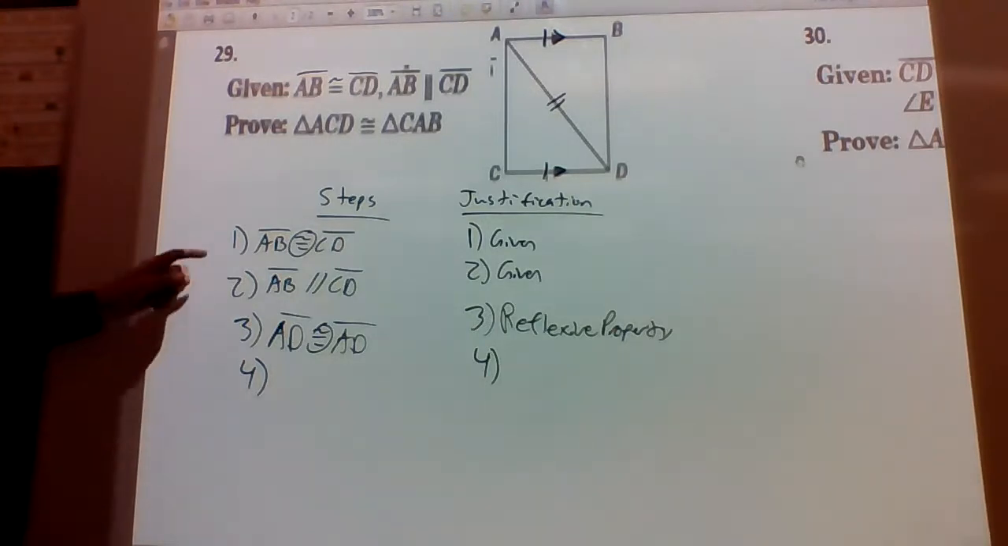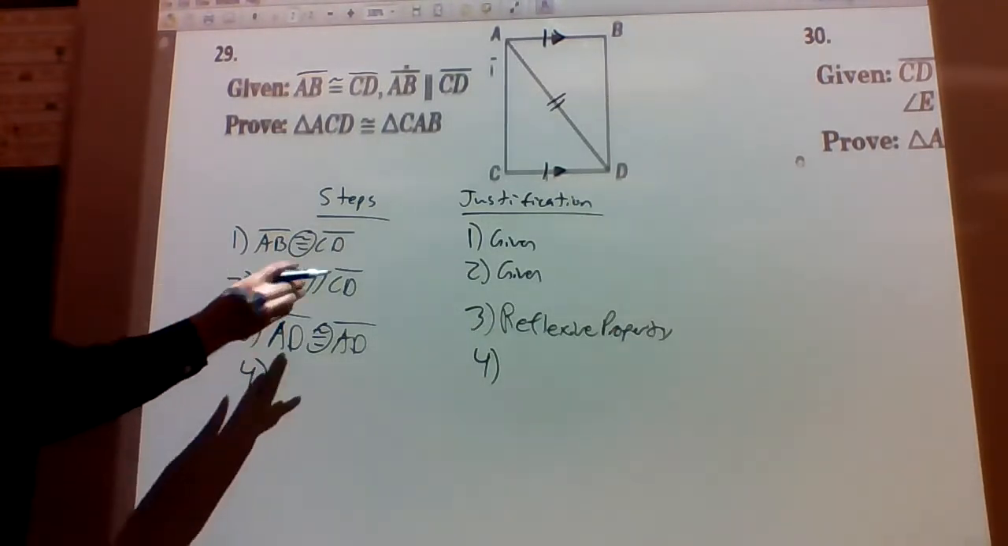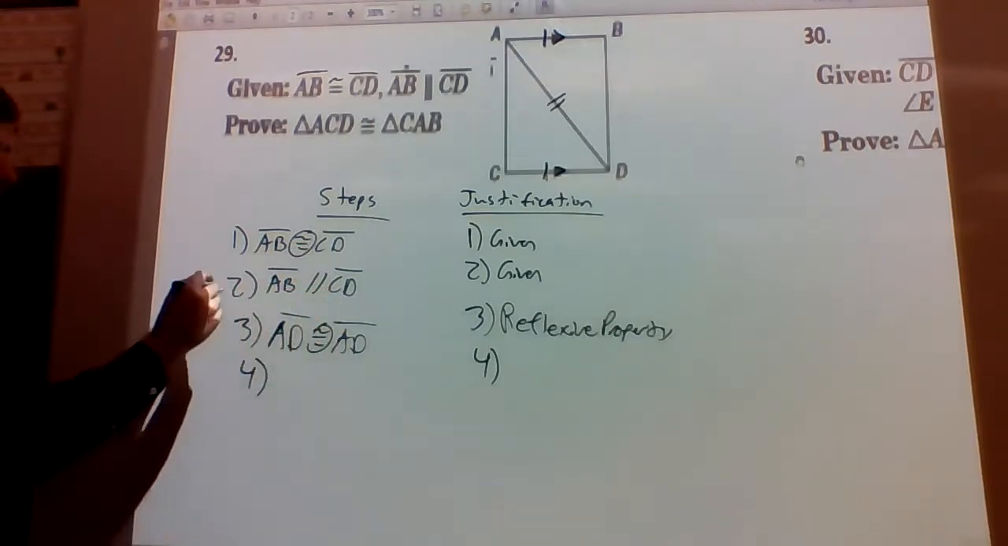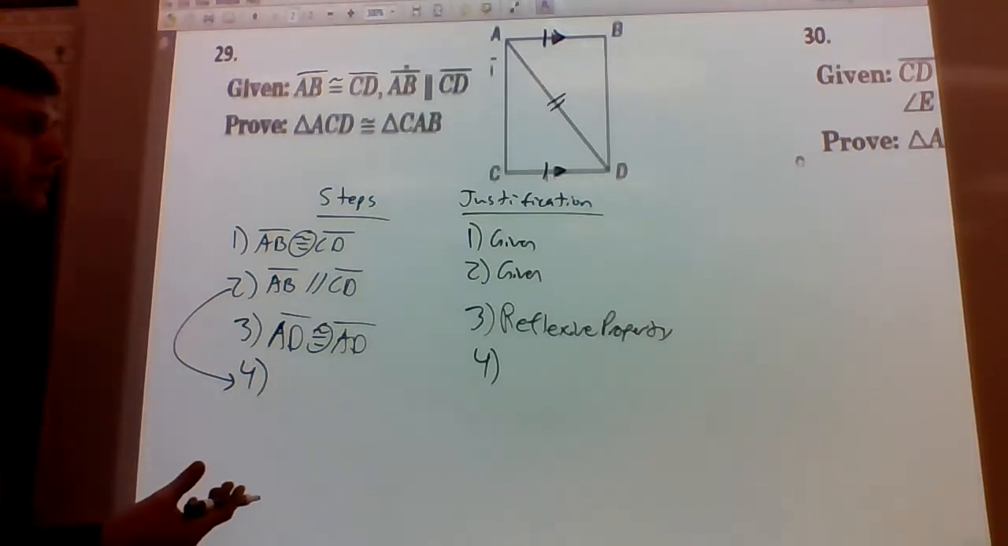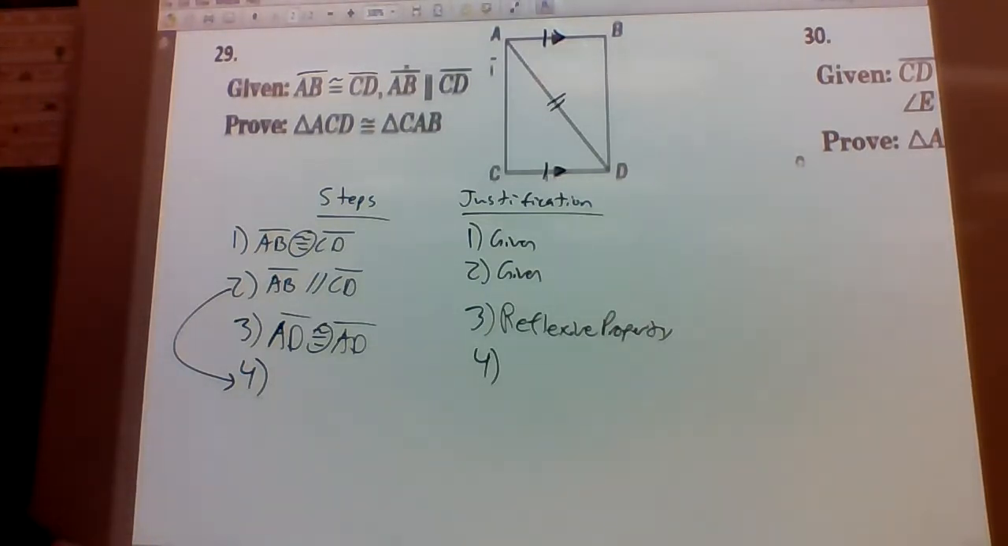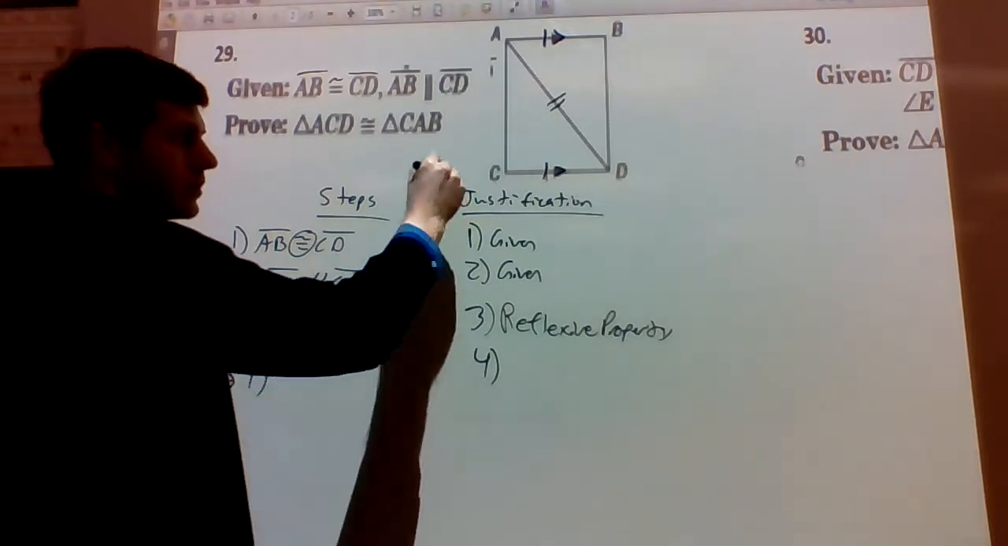Step 1, write the givens. Step 2, look for shared sides or vertical angles. Step 3, use the givens. The given that does not have a congruent statement already in it is that AB is parallel to CD. So just like we've done time and time again, if we have parallel lines, we're looking for alternate interior angles. So here's our parallel lines.